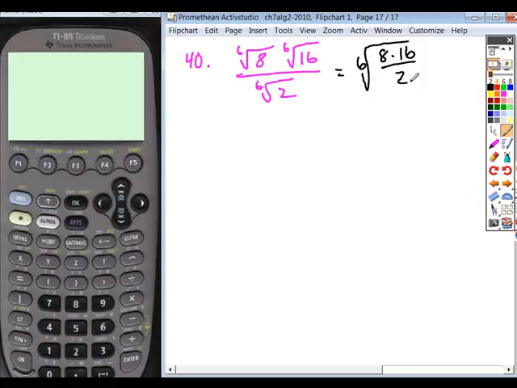Now, notice I'm not multiplying these out because leaving them in this form is simpler. So 2 goes into 16 how many times? 8. And so really what we're looking at here is the sixth root of 64. Okay, now, what happens when you type that in? It doesn't work, right?